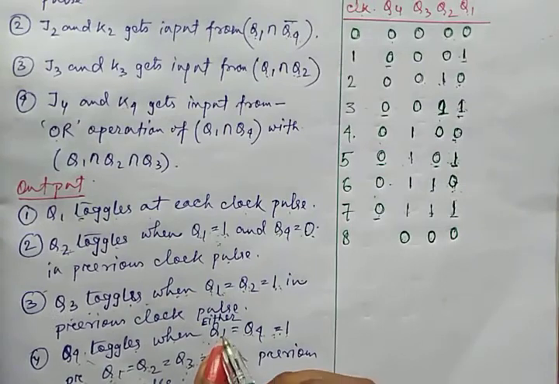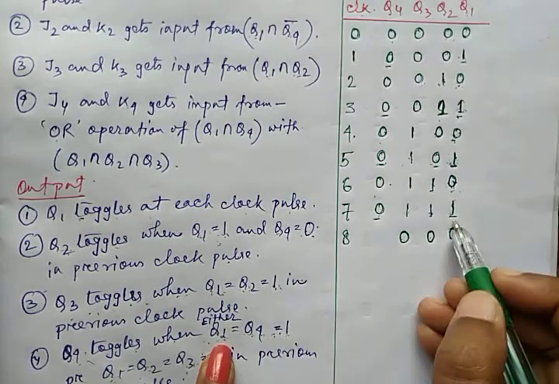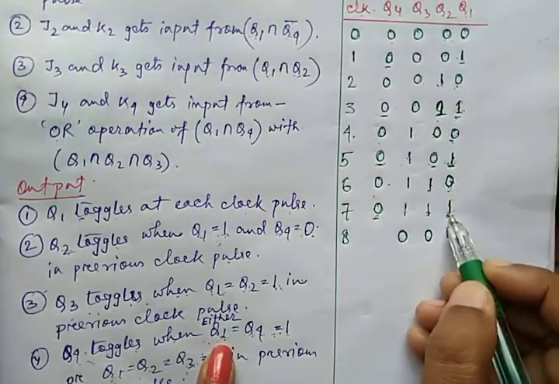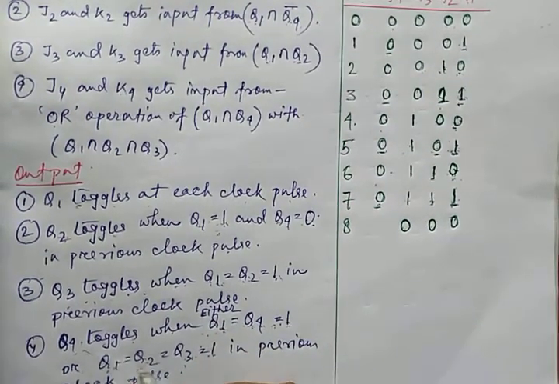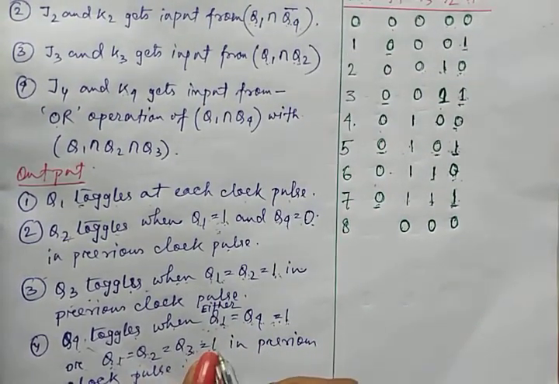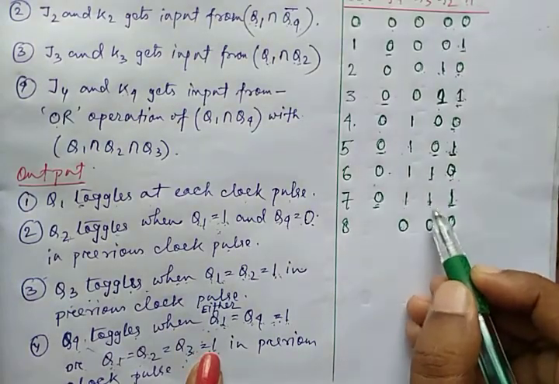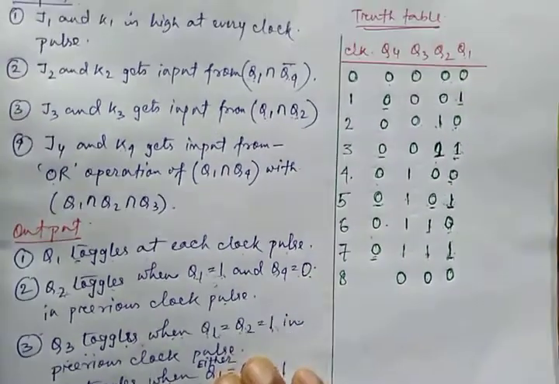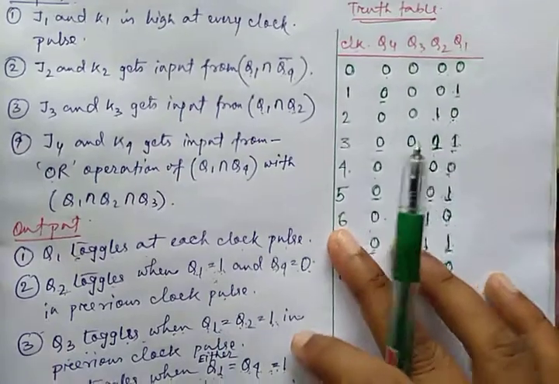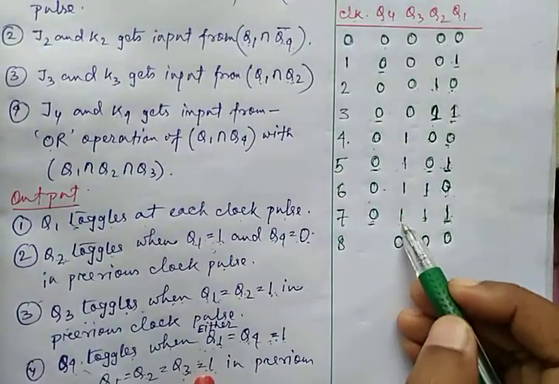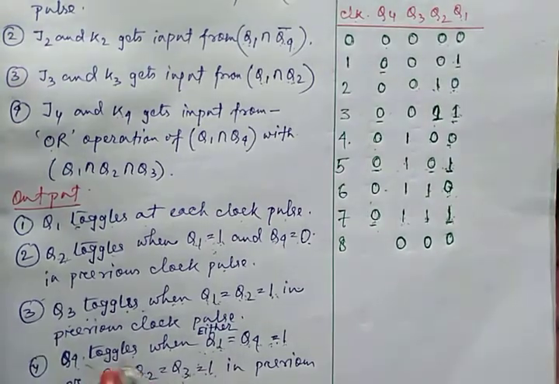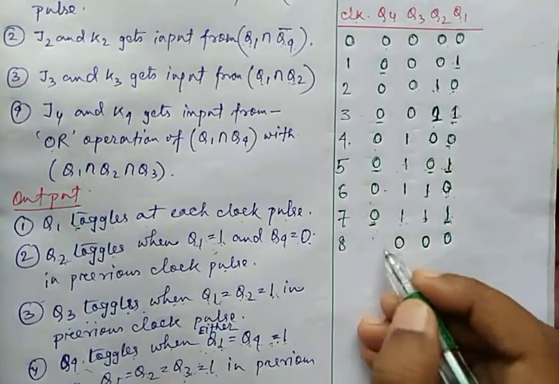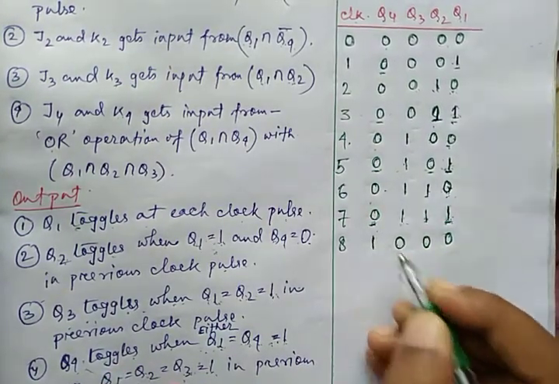Q4 toggles when Q1 and Q4 are 1. You can see Q1 and Q4 both are not 1, so this condition is not satisfied. But Q1, Q2, Q3 all three are 1. Here you can see Q1, Q2, Q3. Q1, Q2, Q3 all three are 1, so Q4 toggles. Toggles means previous was 0, now it will be 1.